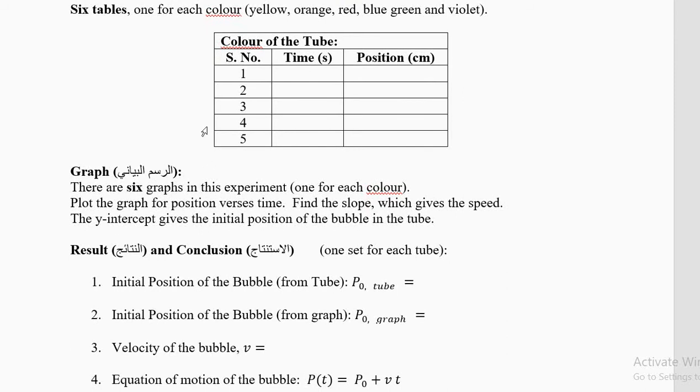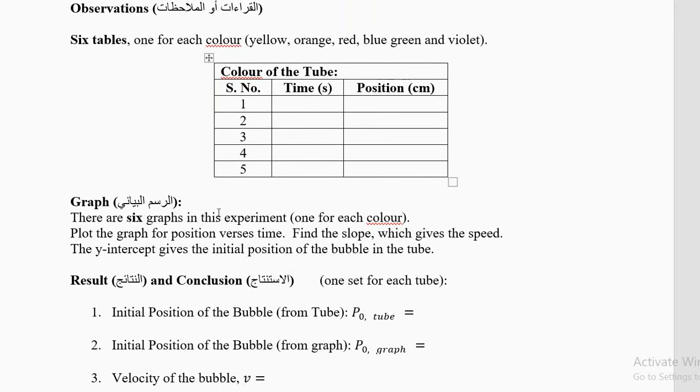There are six tables and six graphs in this experiment, one for each color. Now plot the graph for position versus time. On the x-axis, the horizontal axis, you'll put the time, and on the vertical axis, the y-axis, you'll put the position. Then calculate the slope and the y-intercept.